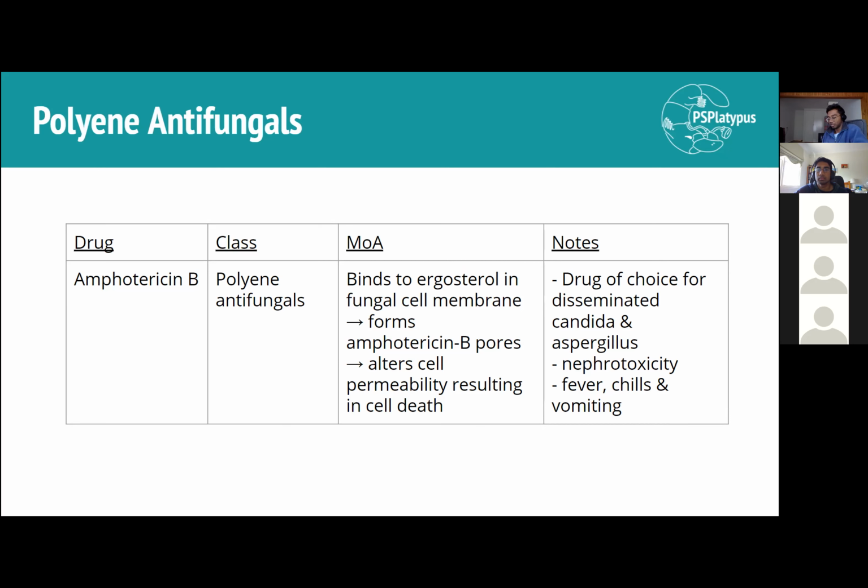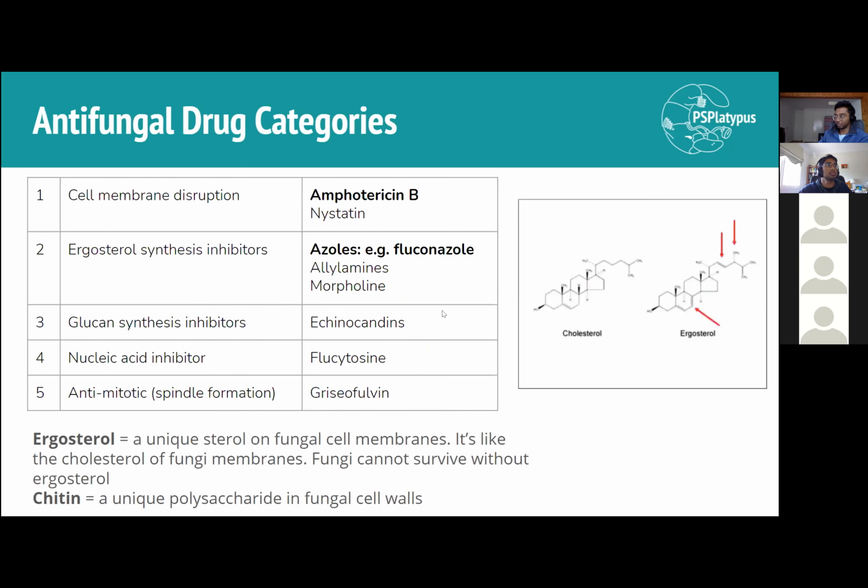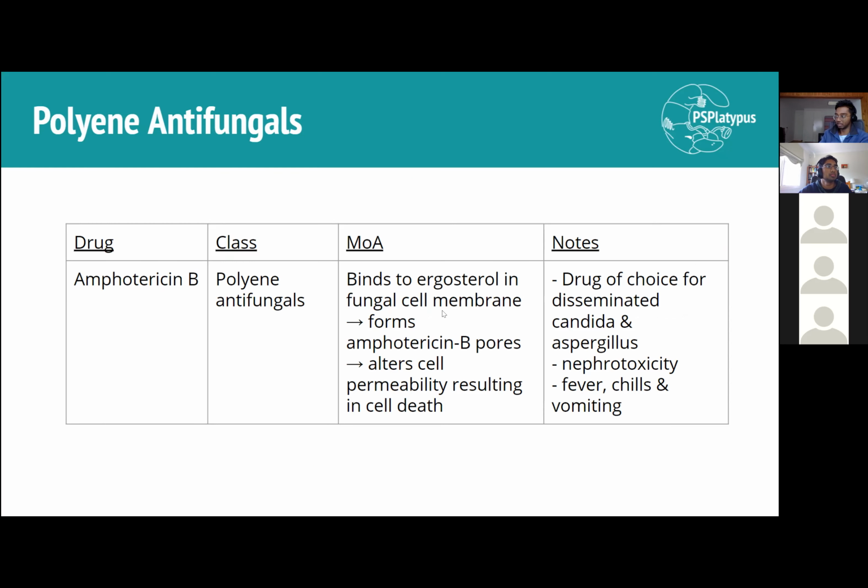So moving back to antifungals. Again, these are just the two that we need: amphotericin B and fluconazole. On this diagram, we can see that amphotericin B is a cell membrane disruptor. It does this by binding to ergosterol, forming amphotericin B pores. So basically punching holes in the cell membrane, which changes the cell permeability, causing movement of substances in and out, essentially leading to an environment which is unsustainable for life, and cell death.